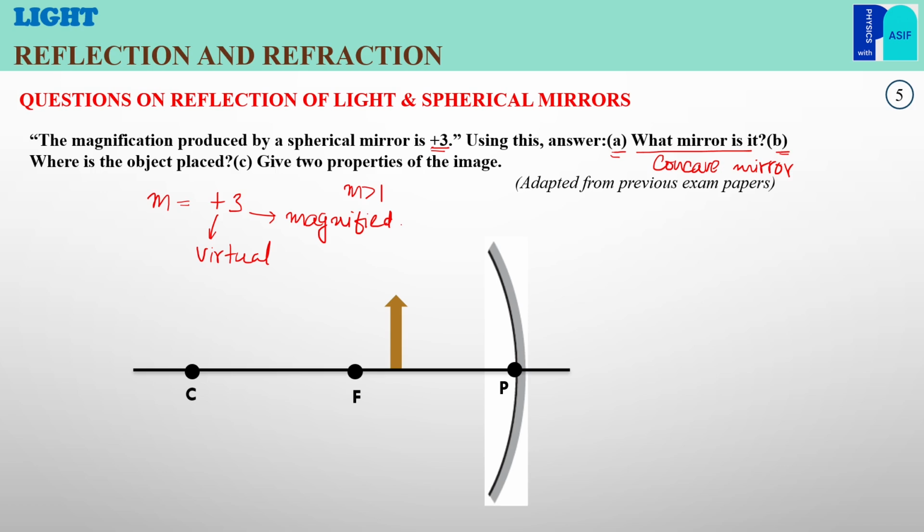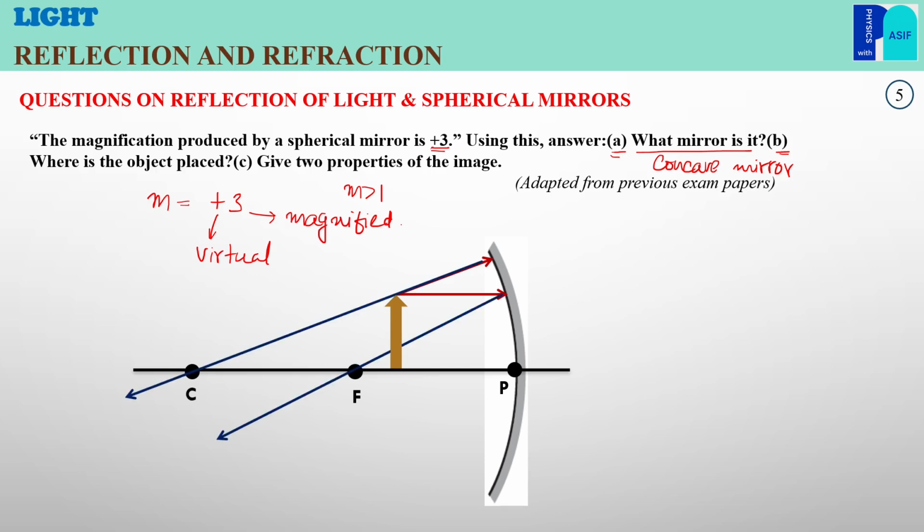And the next question is: give two properties of the image. To understand the properties, we just draw the ray diagram for the formation of the image. We take two rays that are coming from the object. One is going parallel to the principal axis, and for the second ray, we are choosing such a ray that after reflection, it passes through the center of curvature of the concave mirror.